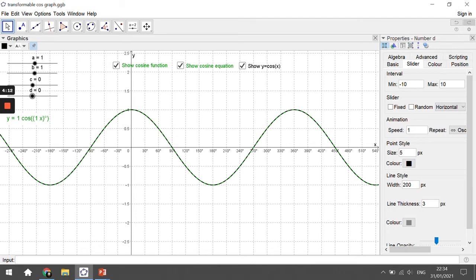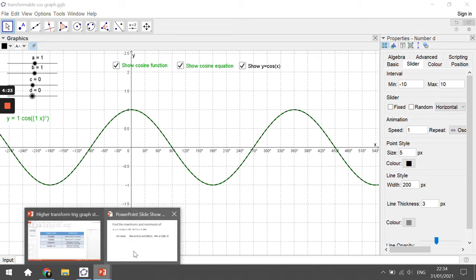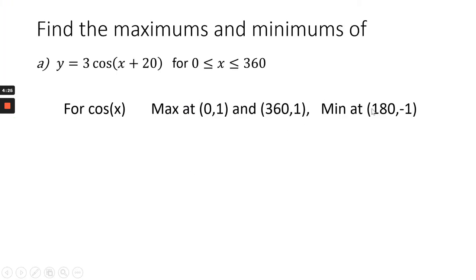So there's our cos graph. It has a maximum at 0, 1, a minimum at 180, -1, and then another maximum along here at 360 degrees. So I'm just recording that information. 361 is a maximum, 0, 1 is a maximum, and 180, -1 is a minimum.